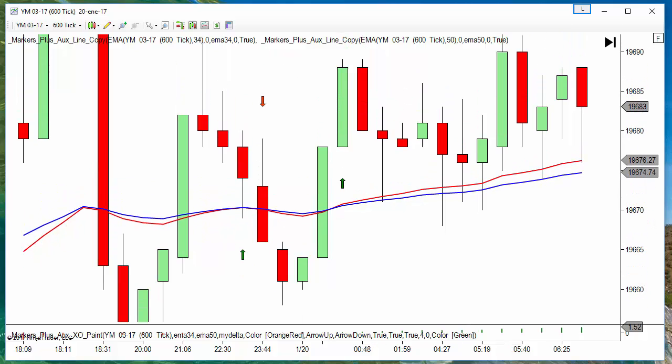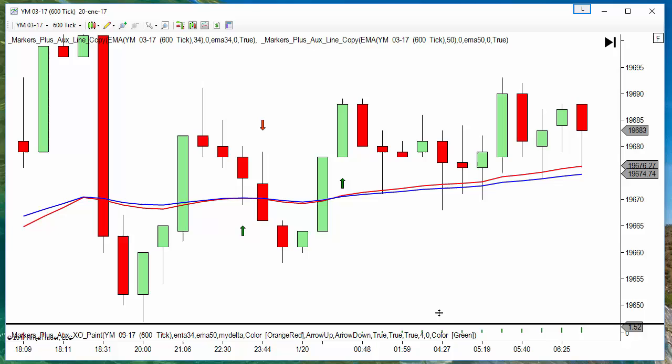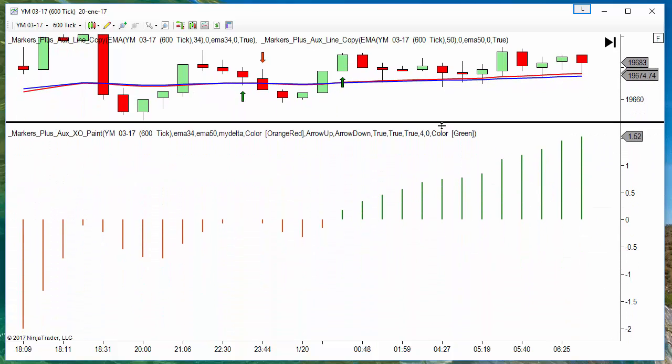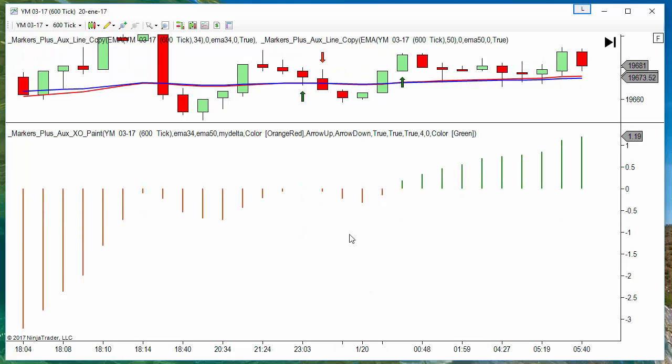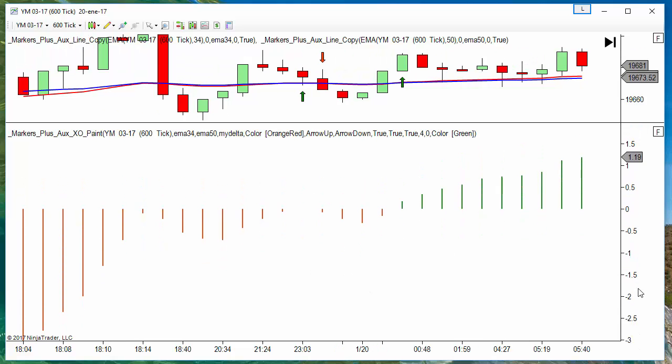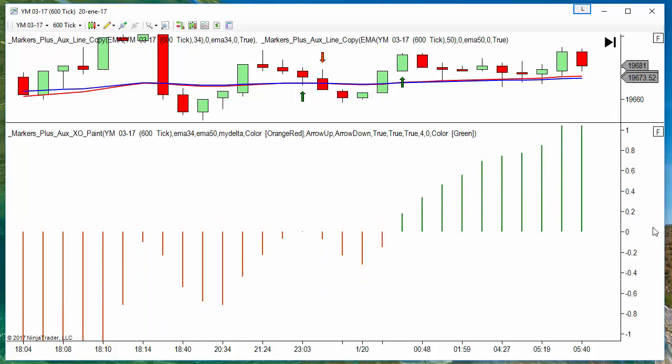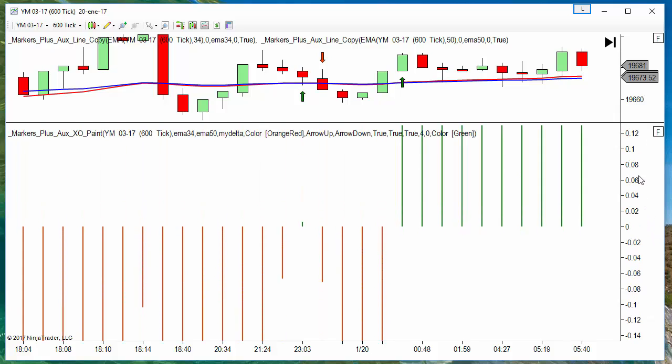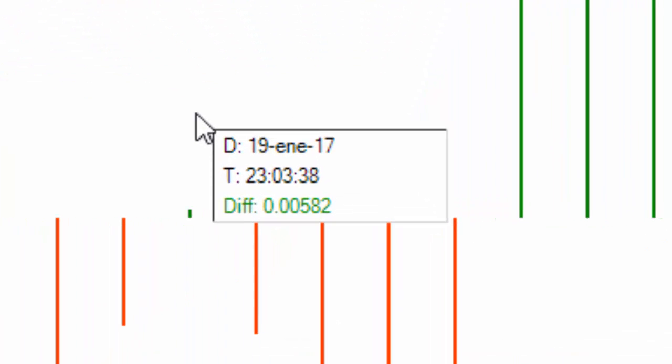To avoid that problem, it is easier if we look at the histogram. On the histogram we can see the difference between both lines. If we make a zoom, we can see that the histogram is negative because the red line is below the blue line. Then it is positive, but positive with a very small number, 0.0005.